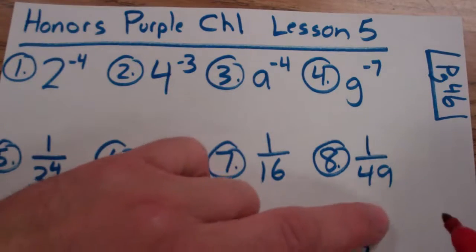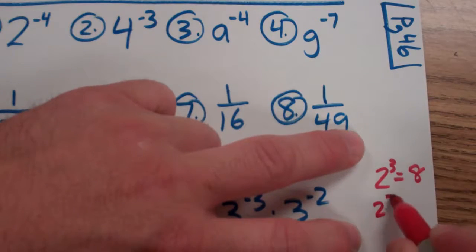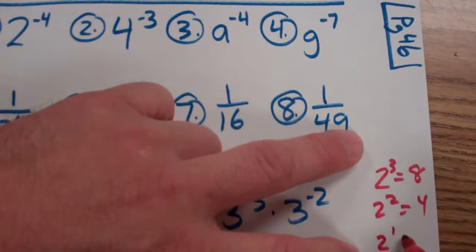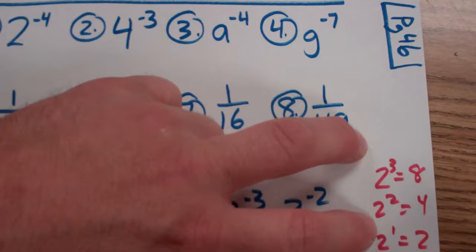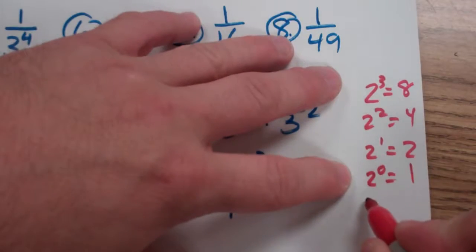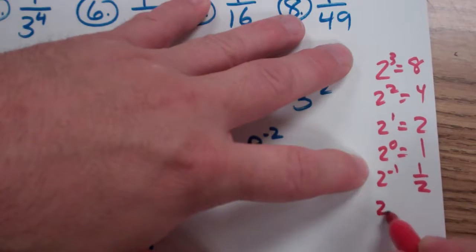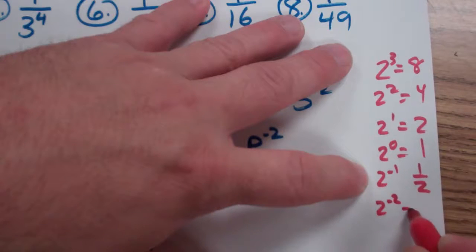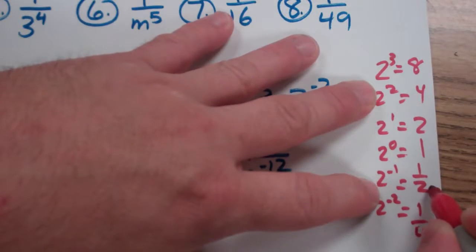Remember, if we follow this pattern down, like 2 to the third equals 8, 2 squared equals 4, 2 to the first equals 2, right? Well, every time the exponent goes down by 1, you're dividing by 2. So 2 to the 0 power would be 1, and then 2 to the negative 1, I'd continue to divide by 2, I'd get 1/2. 2 to the negative second power, I'd get 1/4, or 1 over 2 squared.